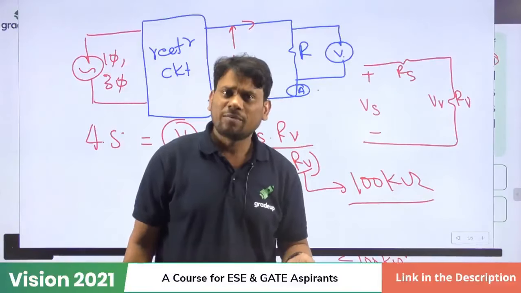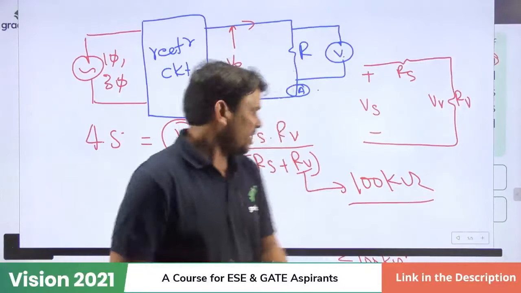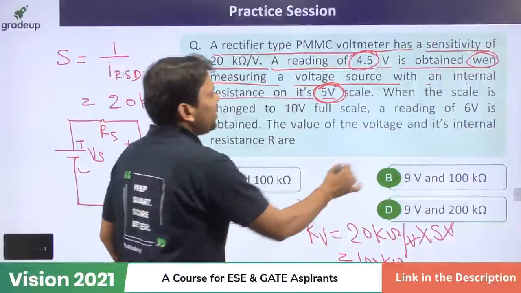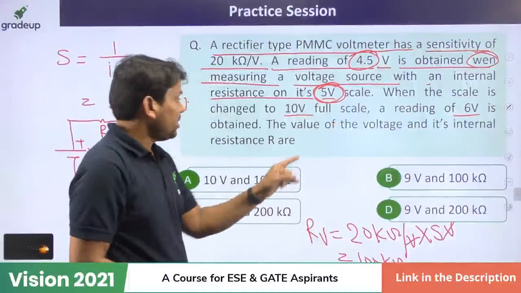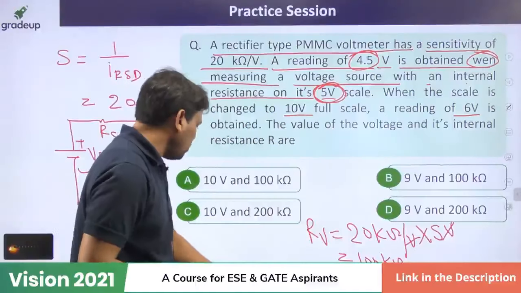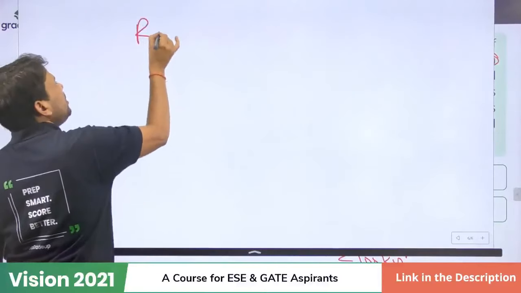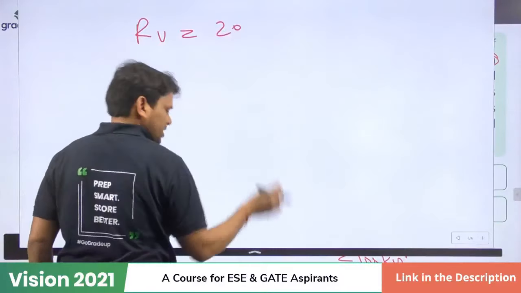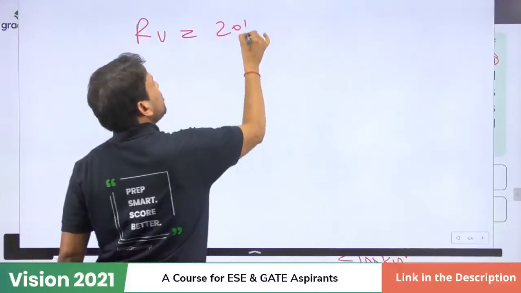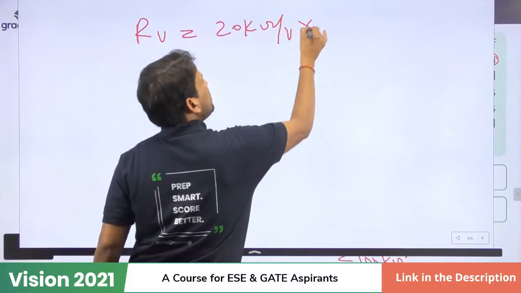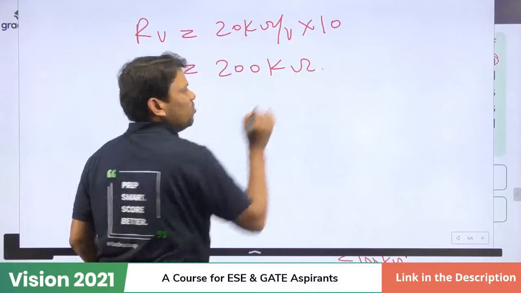Rest values are known. So still we have two unknowns and one equation. For the second equation, dear friend, we can say 10 volt full scale deflection and measured 6 volt. Now due to this 10 volt, what will be our RV? So due to that 10 volt, RV is nothing but, its sensitivity is how much? Yeah, 20. So it will be 20 kilo ohm per volt into 10. So that value is nothing but 200 kilo ohm.